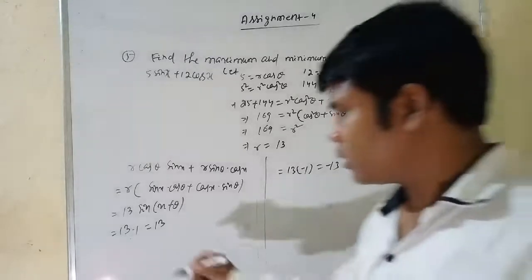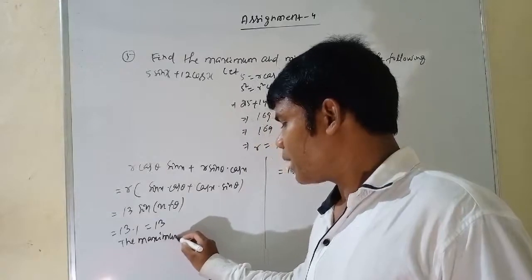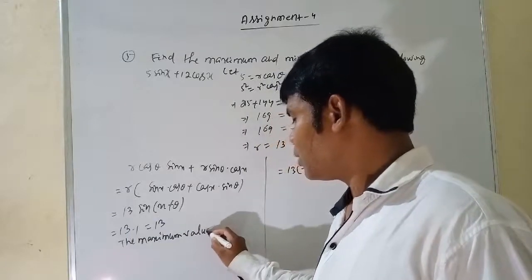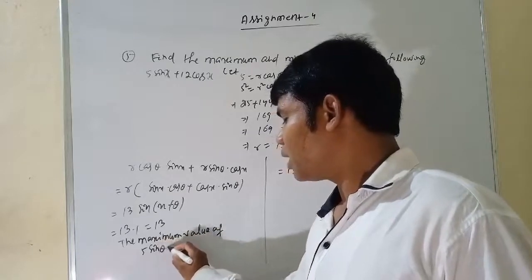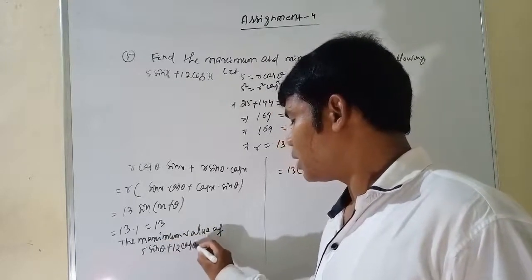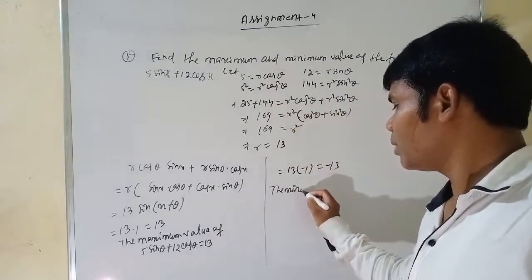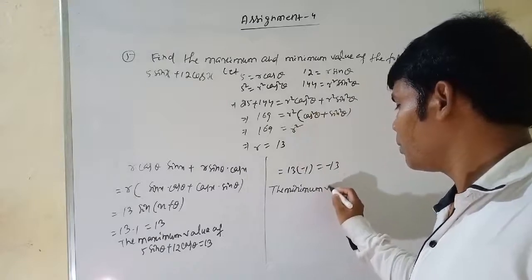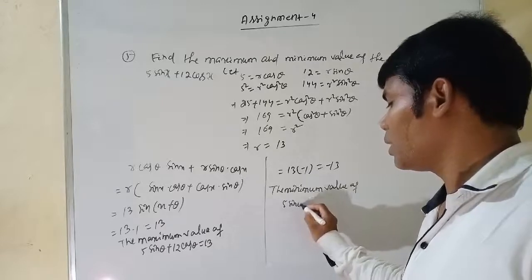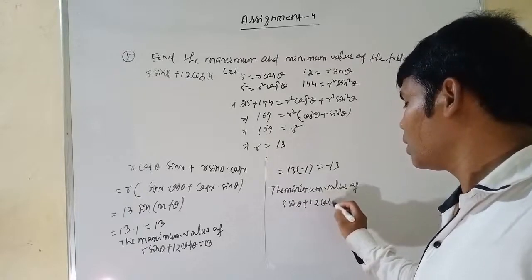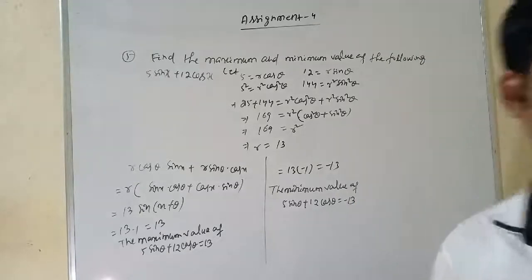You write here the maximum, here we write the maximum value of 5 sin theta plus 12 cos theta is equal to 13. The minimum value of 5 sin theta plus 12 cos theta is equal to minus 13. Okay, pause the video, note it down.